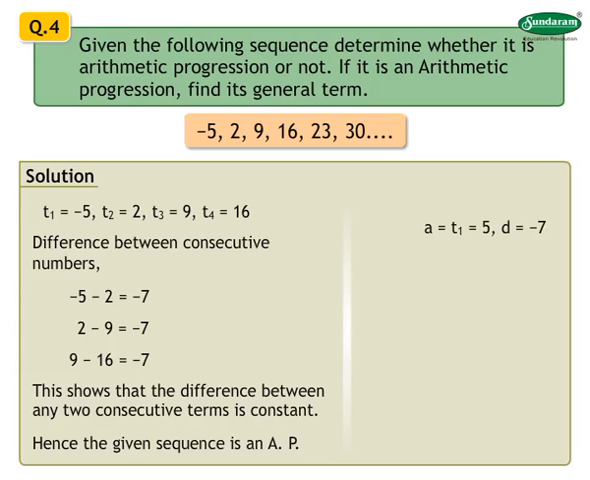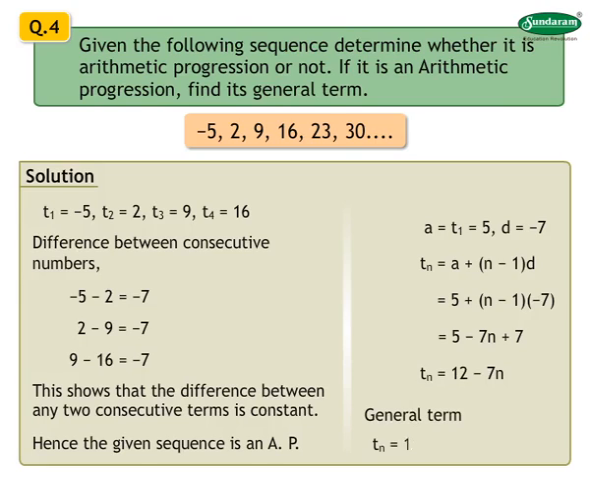A is equal to T1 is equal to minus 5. D is equal to 7. Tn is equal to a plus n minus 1 into d is equal to minus 5 plus n minus 1 into 7 is equal to minus 5 plus 7n minus 7. Tn is equal to 7n minus 12. General term Tn is equal to 7n minus 12.